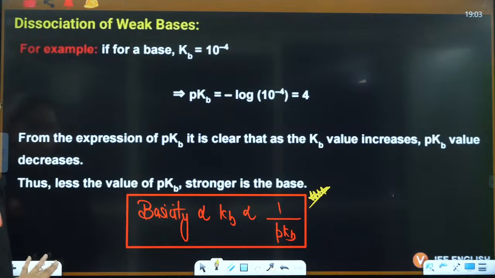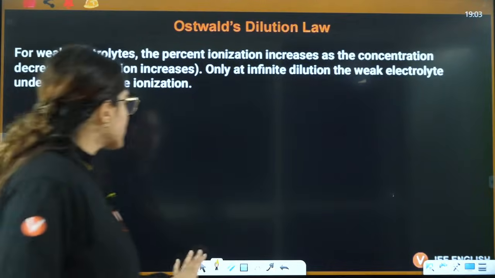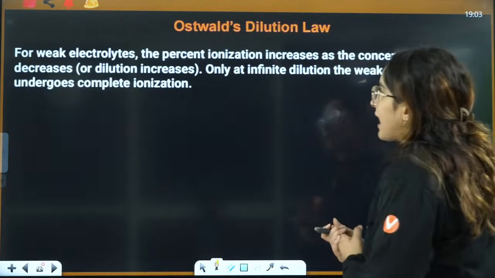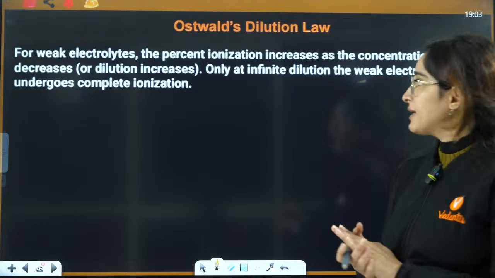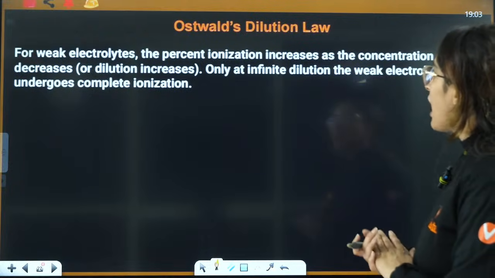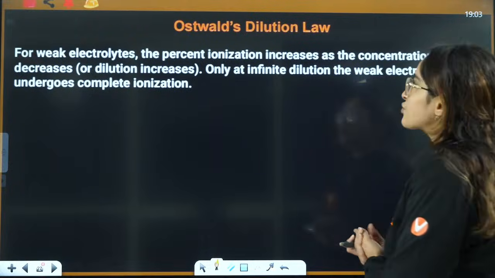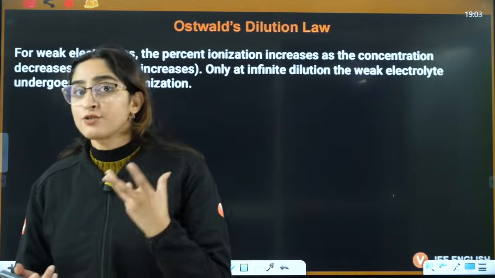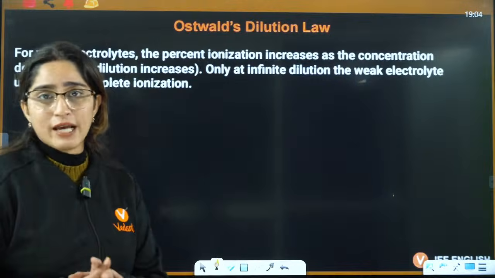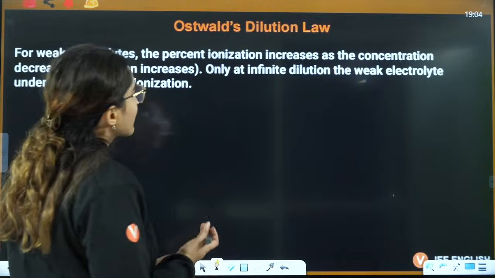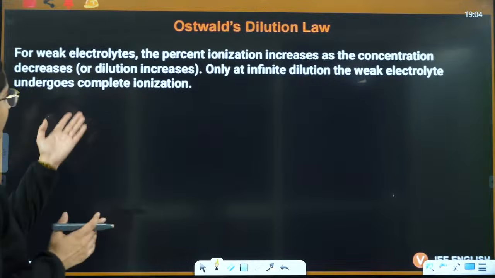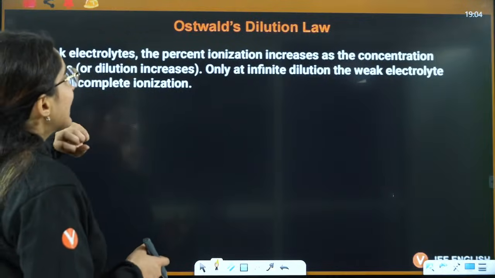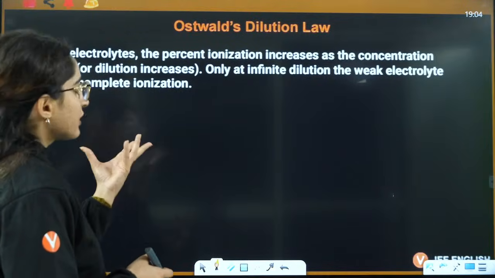Now let's do the next thing, that is Ostwald's dilution law. What do you mean by Ostwald's dilution law? It says that for weak electrolytes, the percentage ionization increases as concentration decreases. Now they are not talking about weak acids or bases, they are talking about weak electrolytes, right? If there is an electrolyte that is not 100% dissociated, the percentage ionization, that means the percentage of dissociation, increases as the concentration decreases.